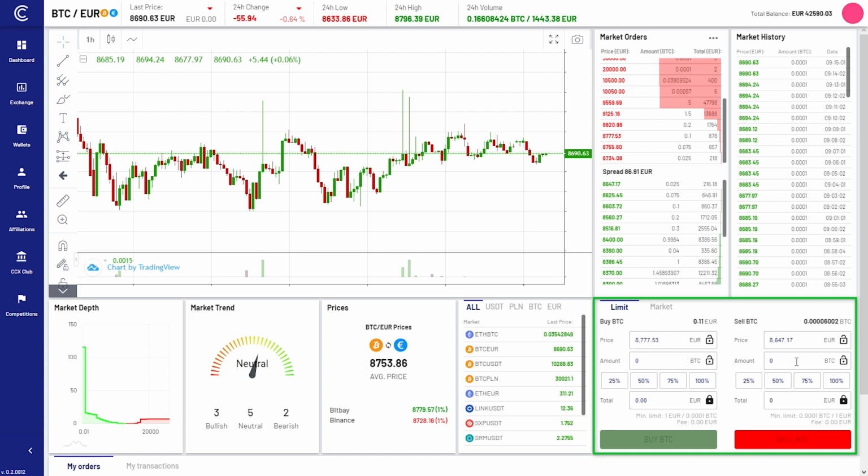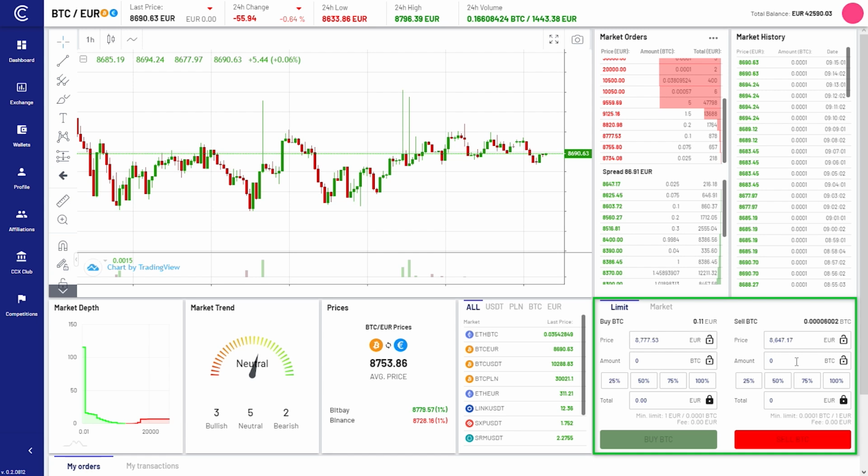For example, if I don't want to buy a Bitcoin for 8,700 euros, I can make purchase offer to buy for 8,500 euros. However, putting my offer to the market doesn't mean that I'll be able to buy at this price. The offer will hang there until the Bitcoin price starts to fall and offers with lower price begin to appear. Remember that you can also cancel your offer at any time.